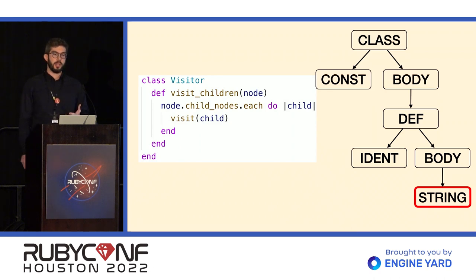So the idea here is that with this pattern, you can separate the traversal logic from the actual request logic, and it's going to be a little bit clearer when we get down to implementing folding range. But it's kind of like in Enumerable, where you don't care about how each is implemented, you just care about the specific logic of the block that you're passing to each.